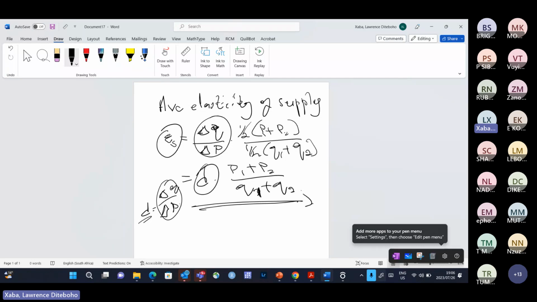But if we want to know the exact value of our elasticity of supply, we said the formula is going to be D times P divided by Q. This is for elasticity of supply, and this one is for arc elasticity of supply. Let's take an example.